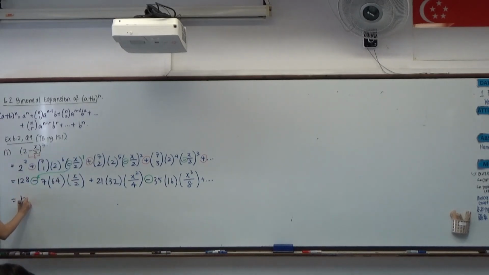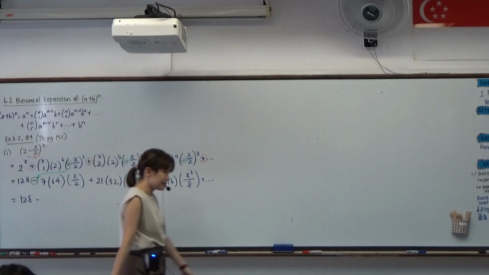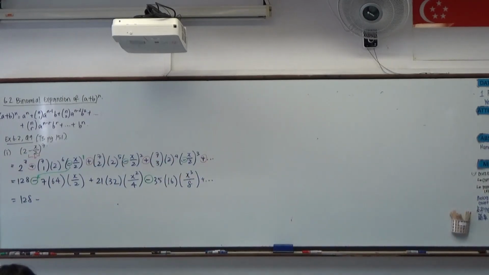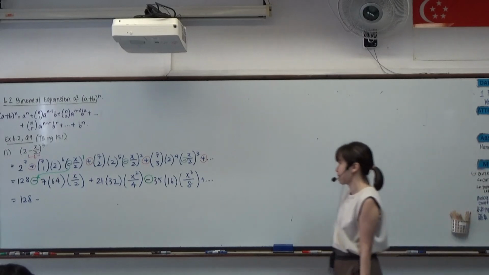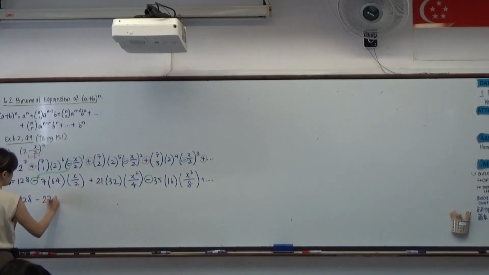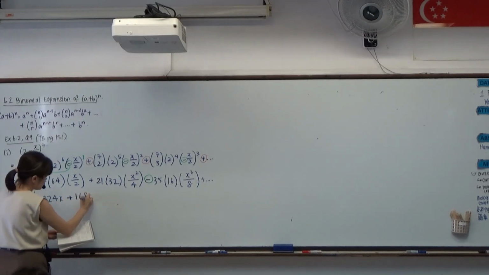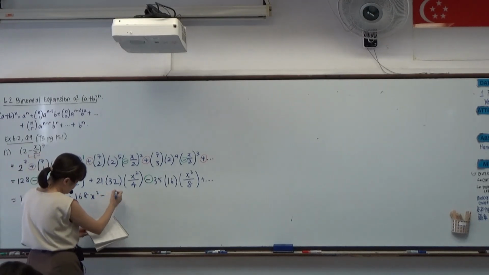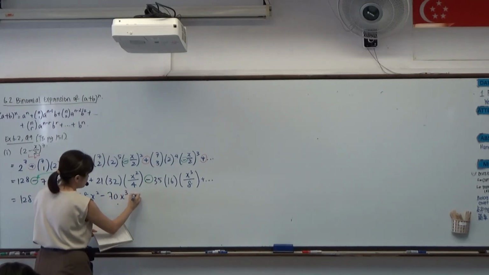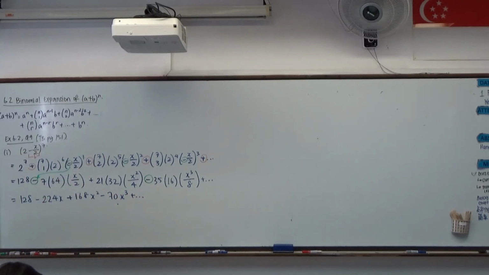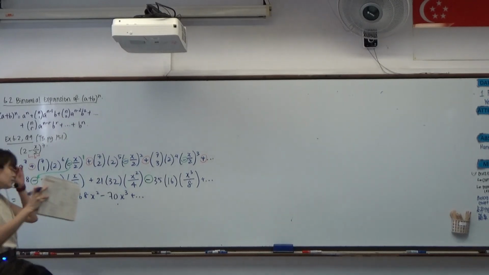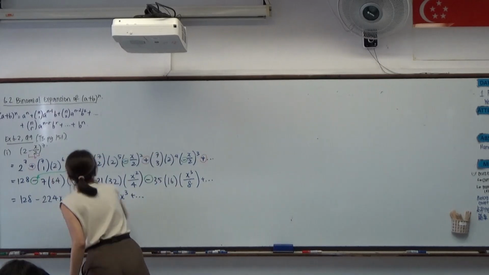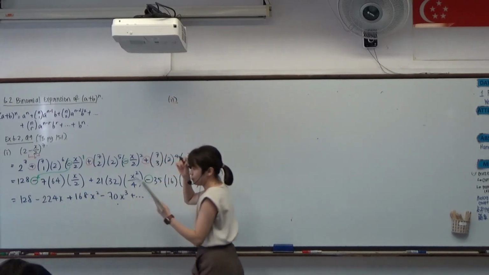Continuing to simplify, you get 128 minus... 7 times 64 divided by 2, press that into your calculator, and you would get 224x, followed by plus 168x squared minus 70x cubed. I hope that you're able to get this answer. Any questions?